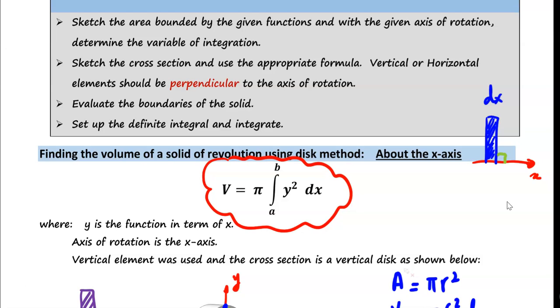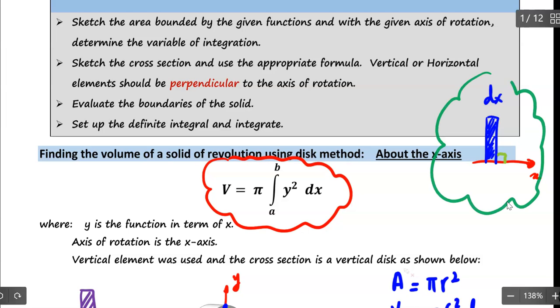Okay, so let me put this in the cloud so that everyone will remember this. Okay, so this is the key. All right, so given the volume of this solid is revolved around the x-axis, and you have to use this method, all you do is draw the element perpendicular to this axis of rotation, and you find out that it is dx. So this is the formula that you have to use.